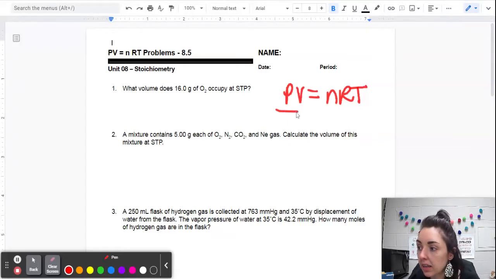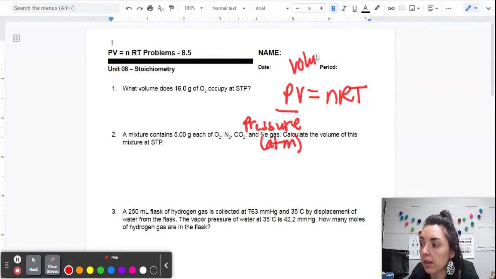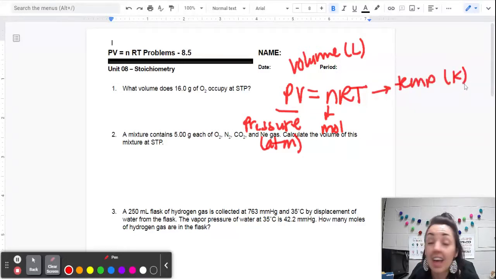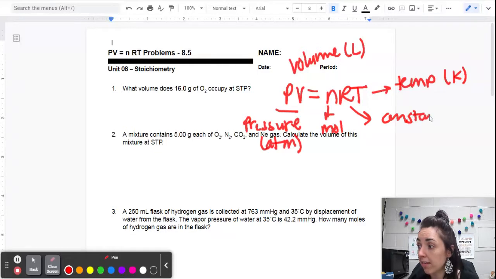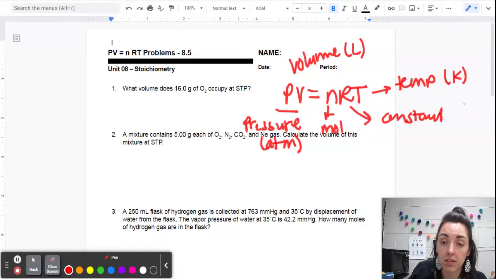So P, that's your pressure in atmospheres. V is volume in liters. n is moles. T is your temperature in Kelvin. And then R is the universal gas constant. So that's the constant. It's always the same. Constant means it doesn't change. So it's the number that relates all of these variables together.